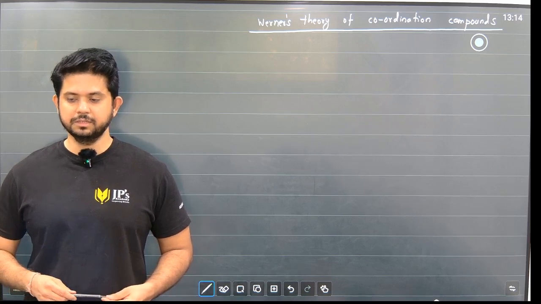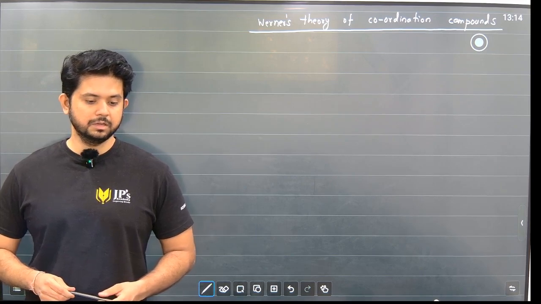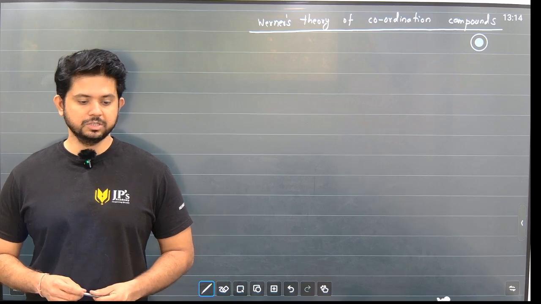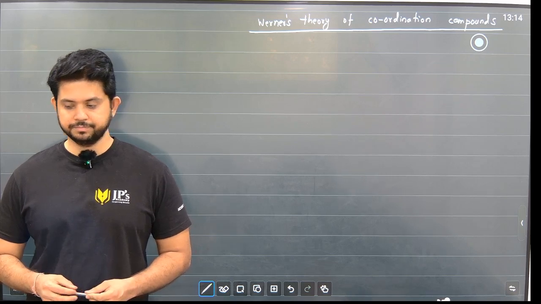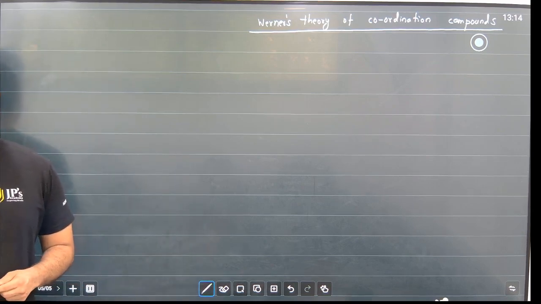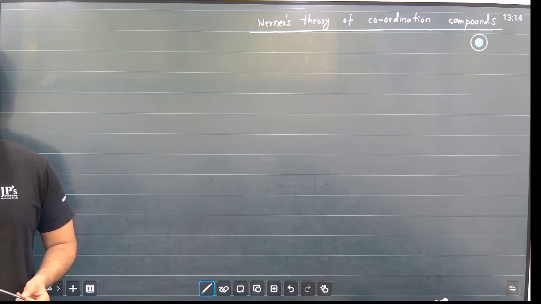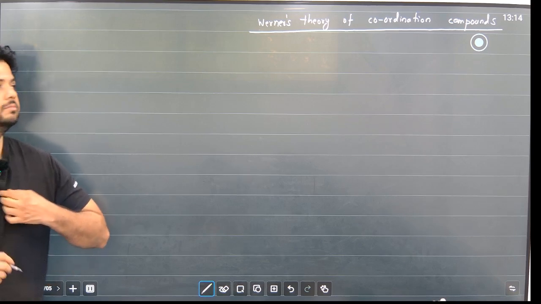Primary valencies are non-directional in nature. Secondary valencies are directional in nature. They are covalent bonds, no? So they are directional in nature.